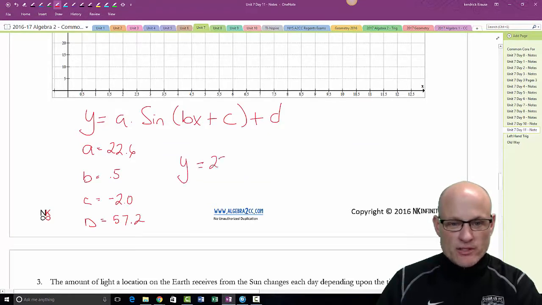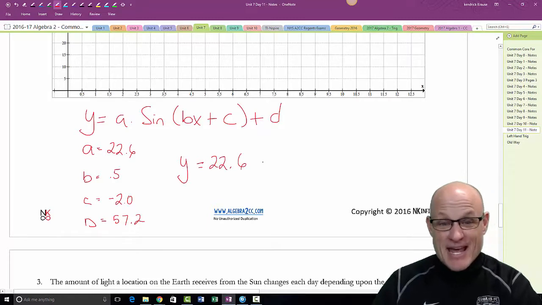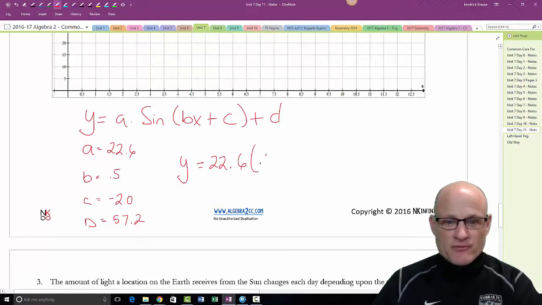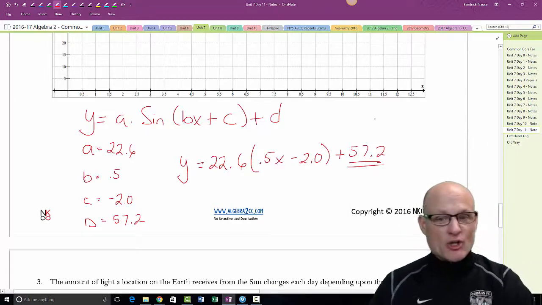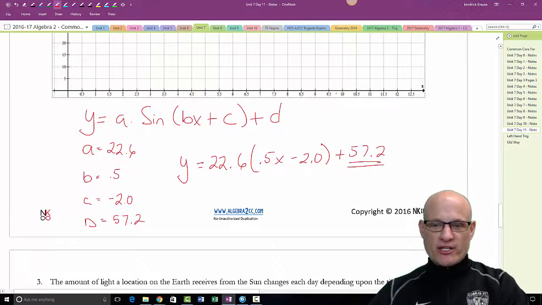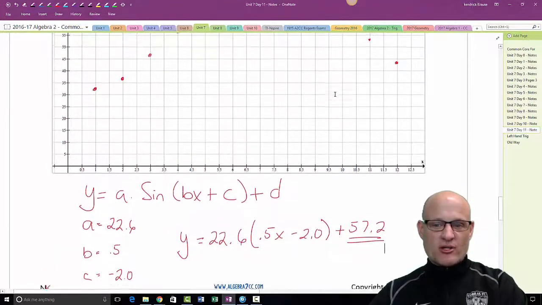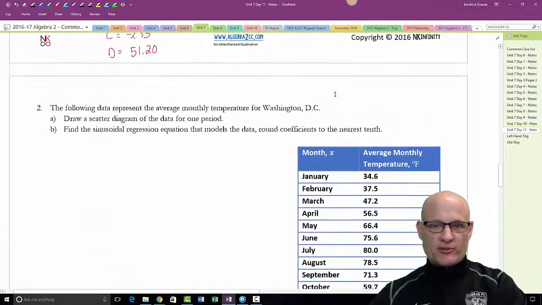Y equals 22.6. That's my amplitude. 0.5x, that's my frequency, plus minus. Now, the C we don't know about. That's actually what's called a phase shift. Shifts left to right, minus 2.0, plus 57.2. There's my midline. So midline would kind of be like the average year-long temperature. So in Washington, my midline average year-long temperature is about 57.2.